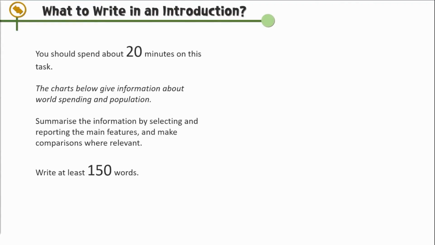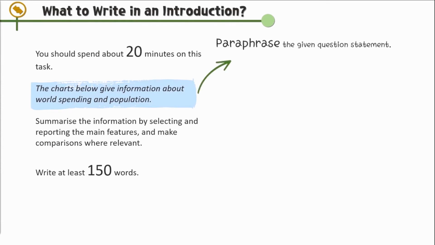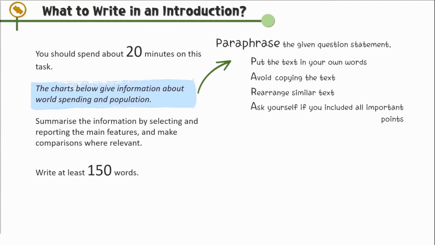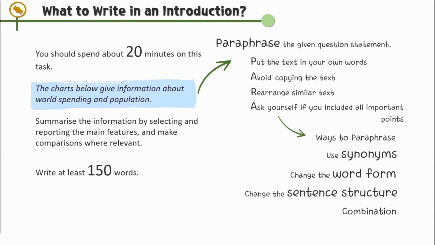What to write in the introduction? You just have to paraphrase the given question statement of the graph. Paraphrase means you have to put the text in your own words. Avoid copying the text. Rearrange similar texts and ask yourself if you include all the important points. You can make use of synonyms, change the word form, or the sentence structure of the sentence. You can watch our video on the structure for graphs if you want to learn those in detail. A link is provided below this video.